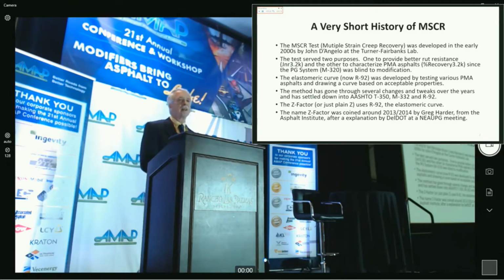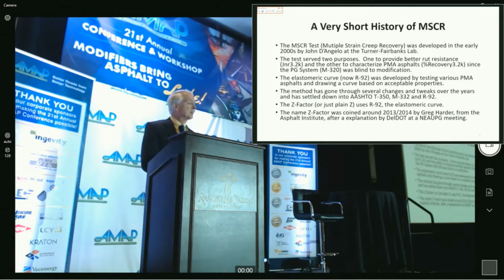The elastomeric curve moved around in the various permutations of the standards. It has now ended up in R92. It used to be graph X1 in M332. So the test is now split between T350, which is how to run it, M332, which is the specification, and R92, which is the elastomeric curve. The Z factor, just plain Z, really uses the R92 elastomeric curve.